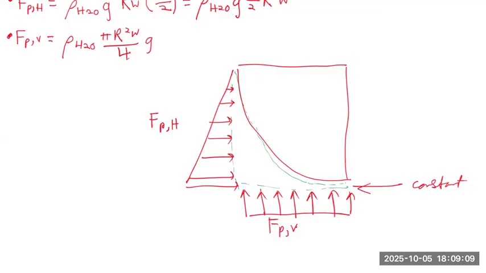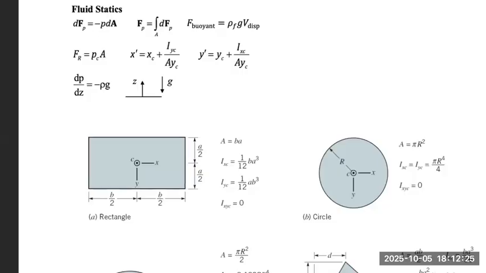Now, where is the center of pressure for FPH? In other words, where is it acting? We can also see this on this formula sheet that x prime is representing the x component of the center of pressure, and y prime is representing the y component of the center of pressure. So we want to try to use this equation to find where exactly the center of pressures are located.